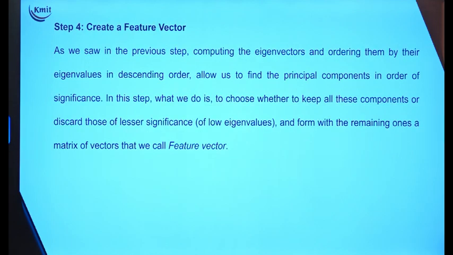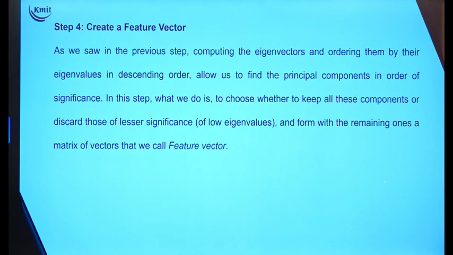Now once we are done with calculating eigenvalues and eigenvectors, we try to create a feature vector. As we saw in the previous step, we have computed them, and this step allows us to find the principal components in order of significance. What we do in this step is decide whether to keep these components or discard those with lesser significance, that is low eigenvalues. With the remaining ones, we form the matrix of vectors that we call the feature vector.